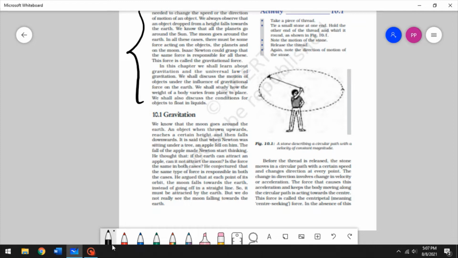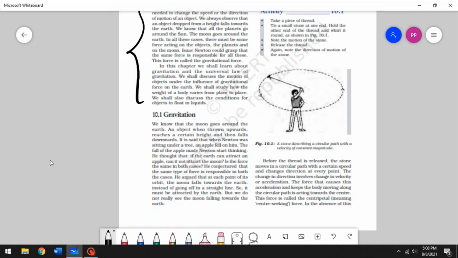We know the apple fell to the ground because of gravitation, and Newton was thinking, if the same force that brought the apple towards the earth acts on the moon, how come the moon is still able to stay there? That's what he thought, and that's what he experimented on, and that's how this chapter came into the syllabus.